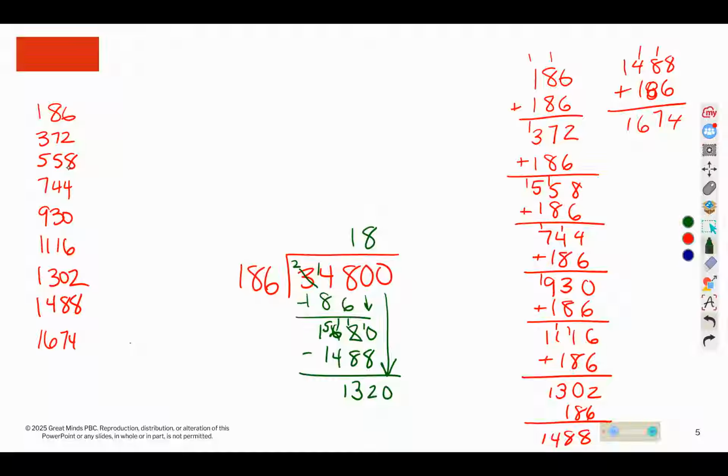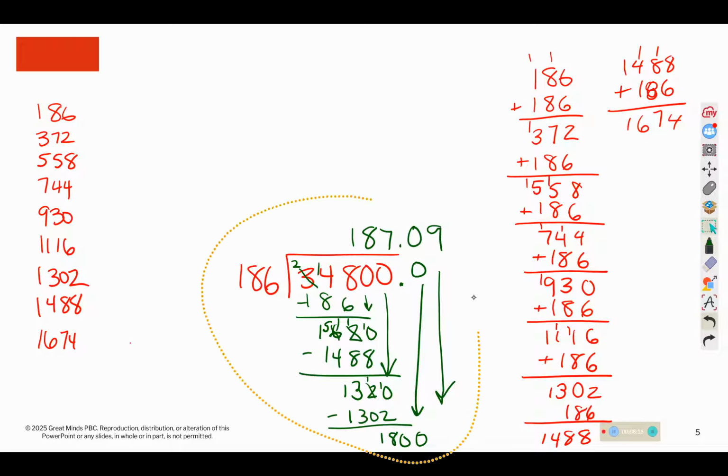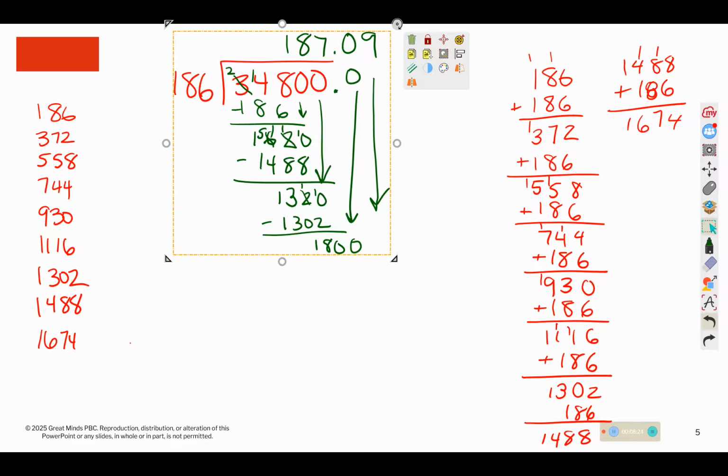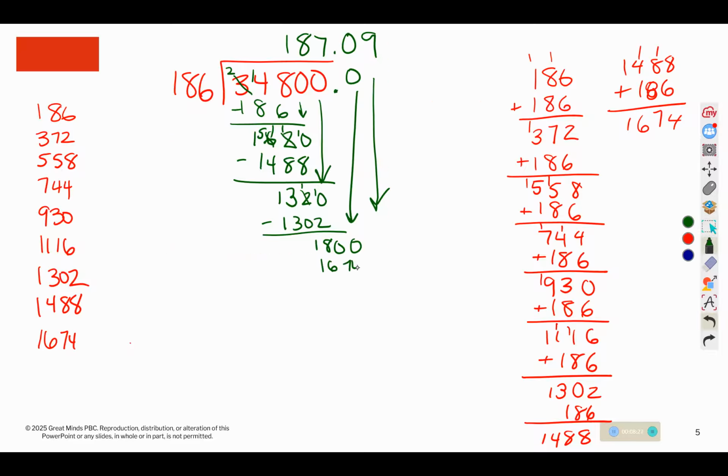1,320. That's 1, 2, 3, 4, 5, 6, 7 can fit in there. 10 minus 2 is 8. 1 minus 0 is 0. Bring down a 0. None can fit in there. 9 can fit in there. The ninth one is 1,674.